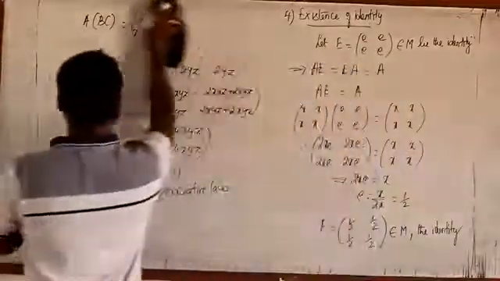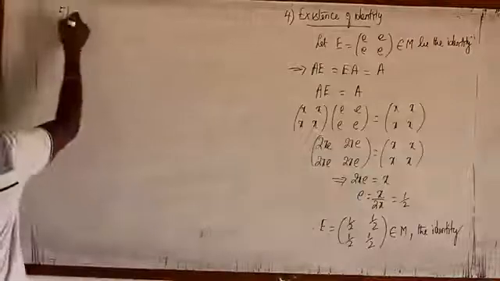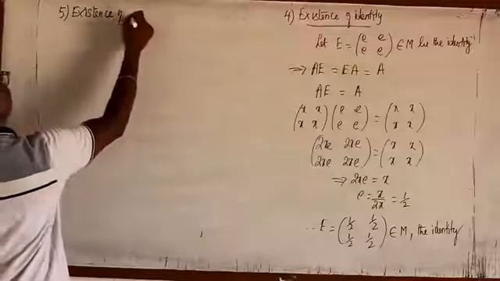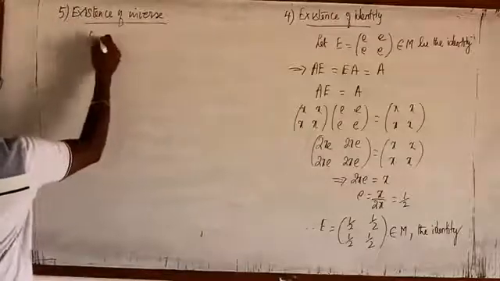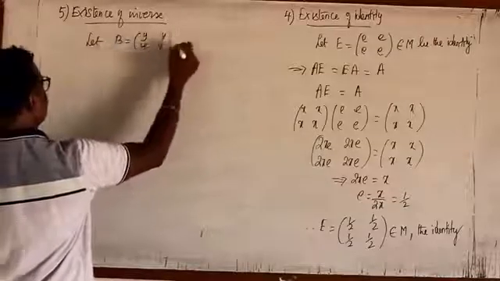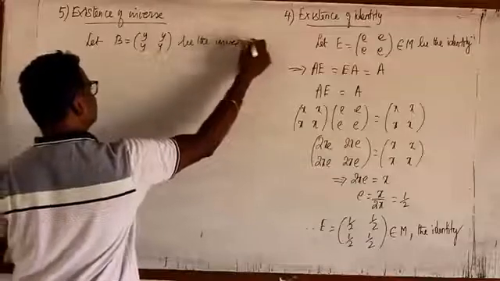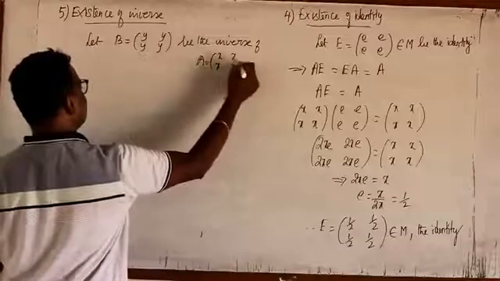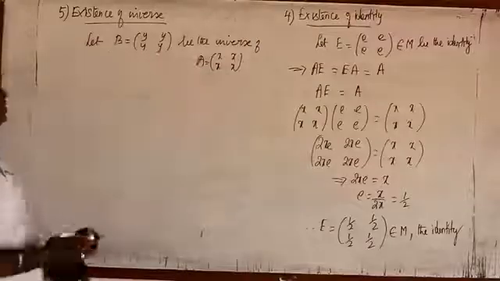Now we shall go for existence of inverse. Fifth one, existence of inverse. Let B equal to y be the inverse of A. What is A? xx. That means I am taking the matrix y to be the inverse of xx.